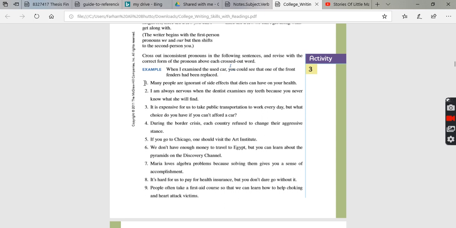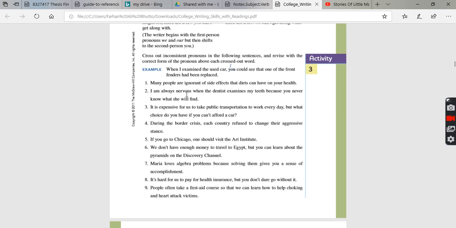Let's do the exercise again. I'll stop for 10 seconds after each sentence and give you a chance to come up with the right sentence. Many people are ignorant of side effects that diets can have on your health. Many people, your health. What do you think? Yes, you're right. The correct sentence would be, many people are ignorant of side effects that diets can have on their health. Many people, their health.